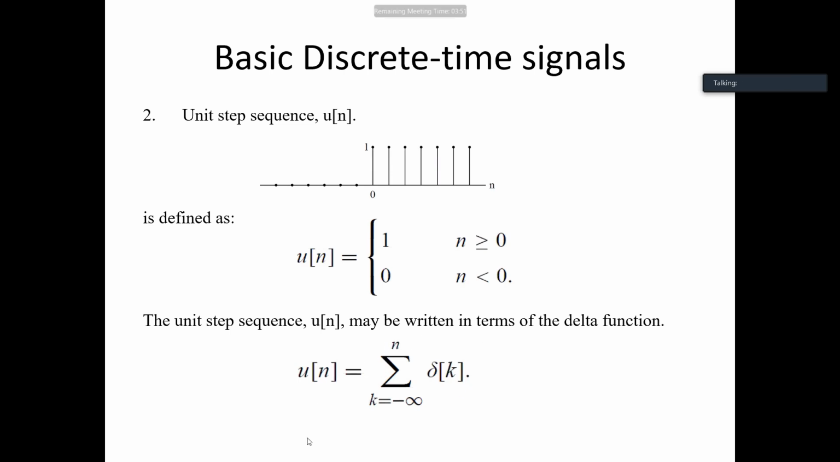So -1, from k equal -infinity to -1, right? And this is so k going from -infinity right up to -1 is going to be all 0. And then when you get k equals 0, this is going to be delta[0], that is going to be 1, right?